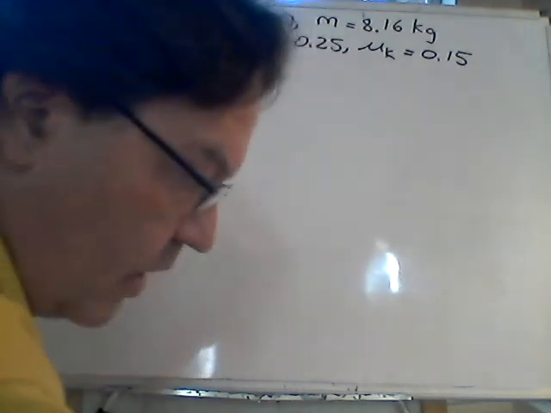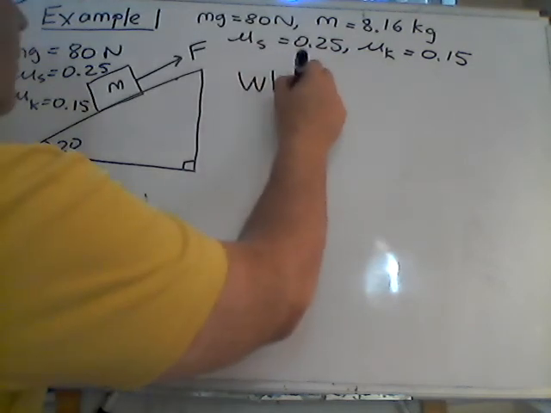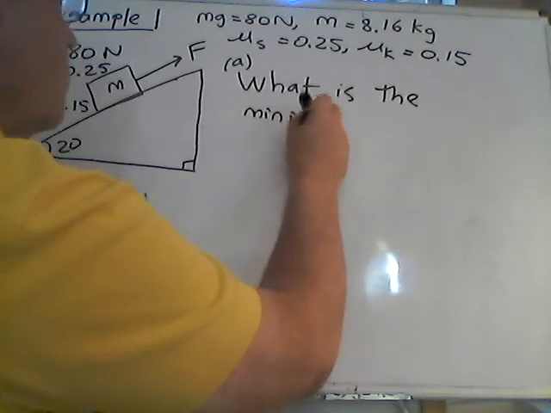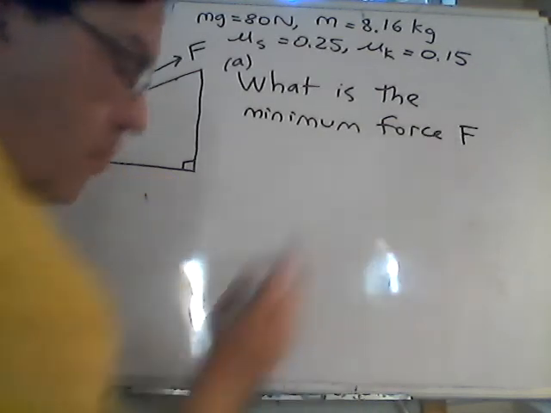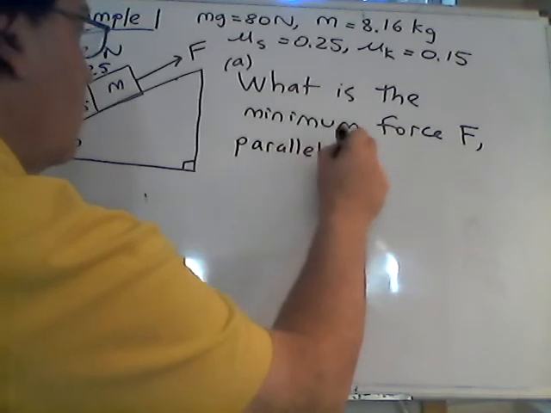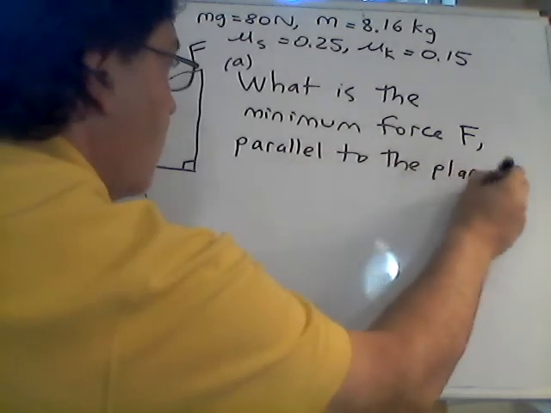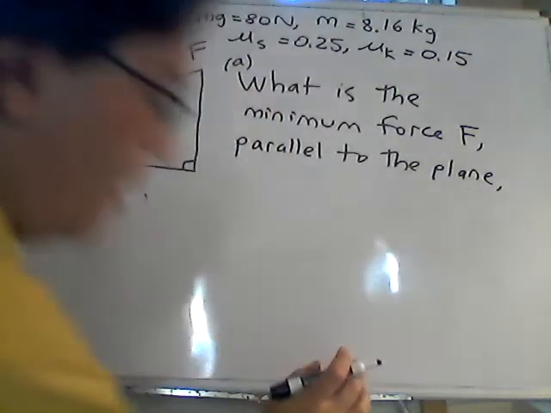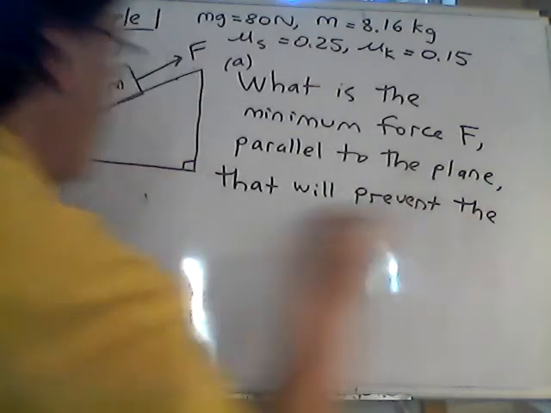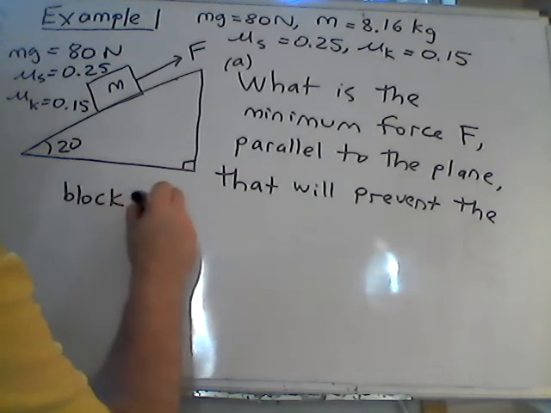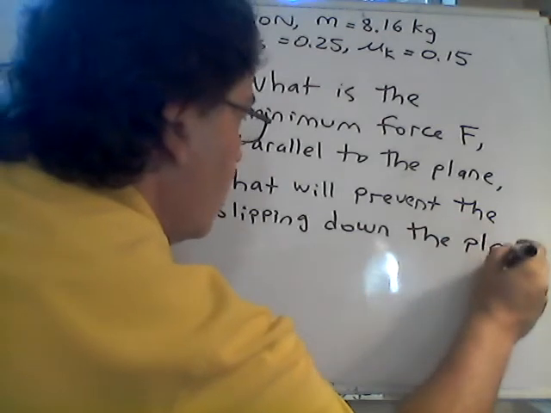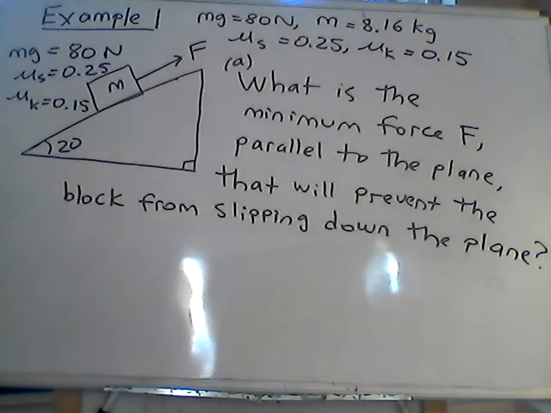So I want to find out, what is the minimum force F? Part A: what is the minimum force F parallel to the plane that will prevent the block from slipping down the plane? Okay, that's what I want to know. All right, and so what does that mean?